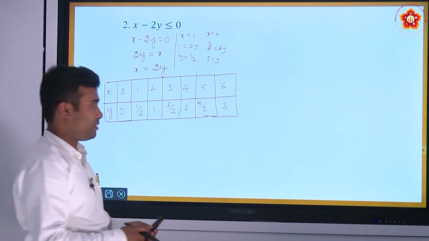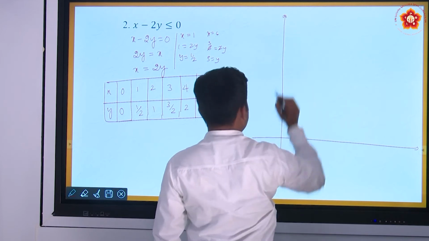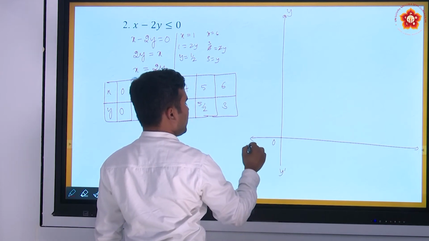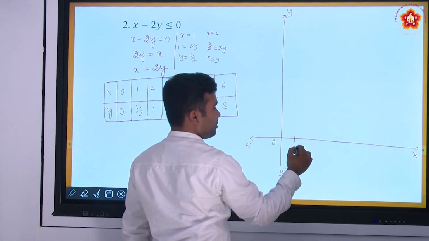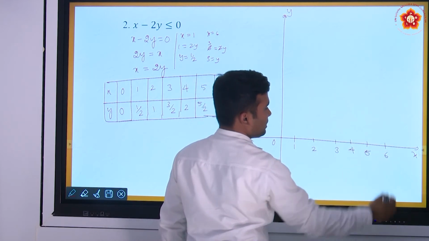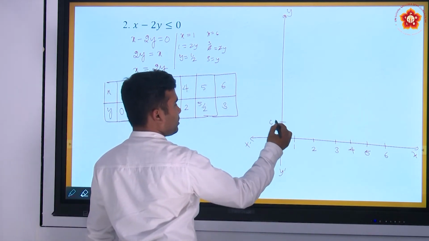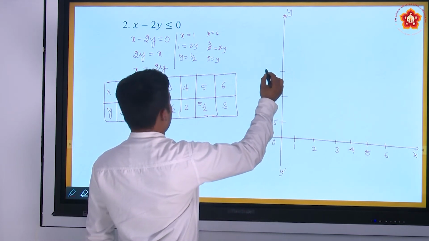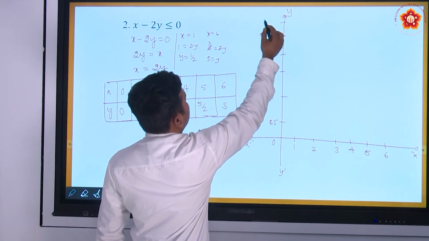So let us represent the given line in a graph. Let us take the origin, this is y, y dash, x dash and x, okay. So let us take the values of x as 0, 1, 2, 3, 4, 5, 6, even 7 also. And here we take 0, 0.5, that is 1 by 2, 1, 3 by 2, 2, 5 by 2 and 3.